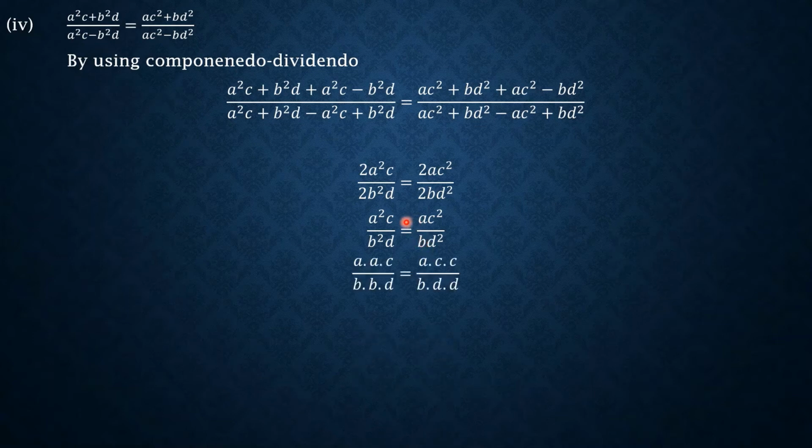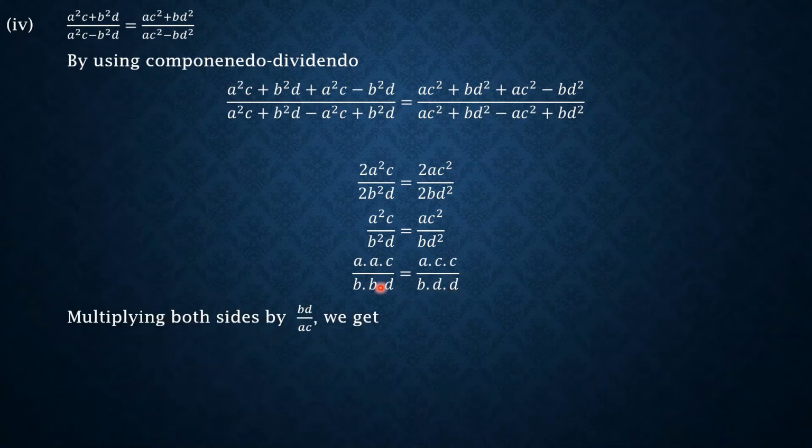Now this fraction can be written as A into C over B into D. This equal to AC square can be written as A into C divided by B into D.